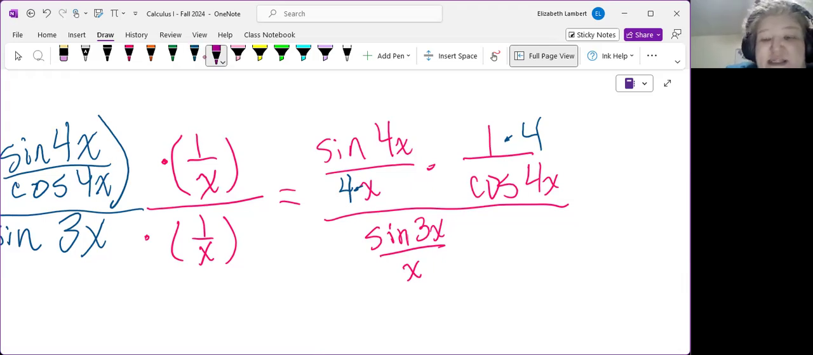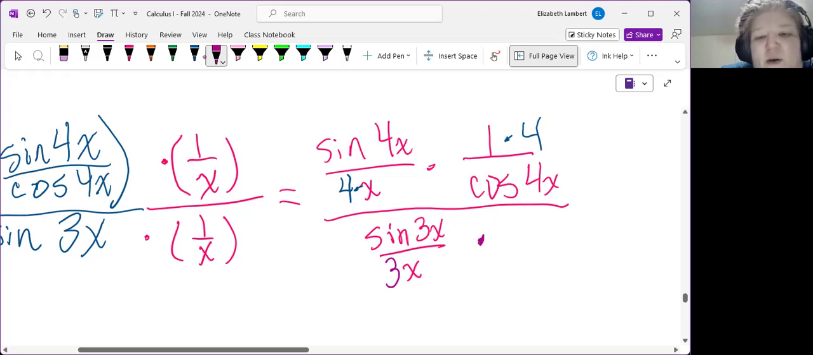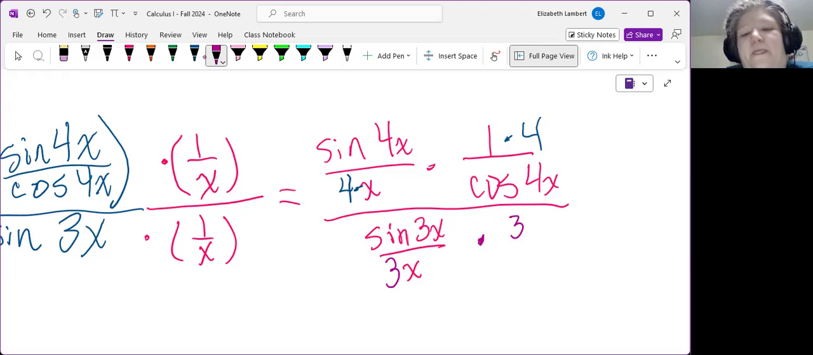Now we're going to do the same thing down here. I want to multiply by a 3x on the bottom. Like, I already had the x, so I'm multiplying by a 3. So I'm also going to multiply by a 3 on top of the small fraction on the bottom. I know. So we've taken care of our numbers.